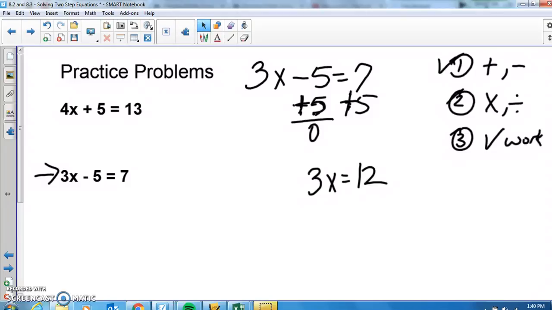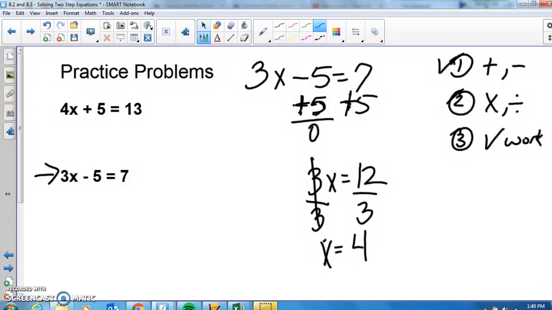Step 2, look for multiplication and division. We have multiplication, so the inverse of multiplication is division. So I divide each side by 3. The 3's cancel out. 12 divided by 3 is 4. So I can check my work now.